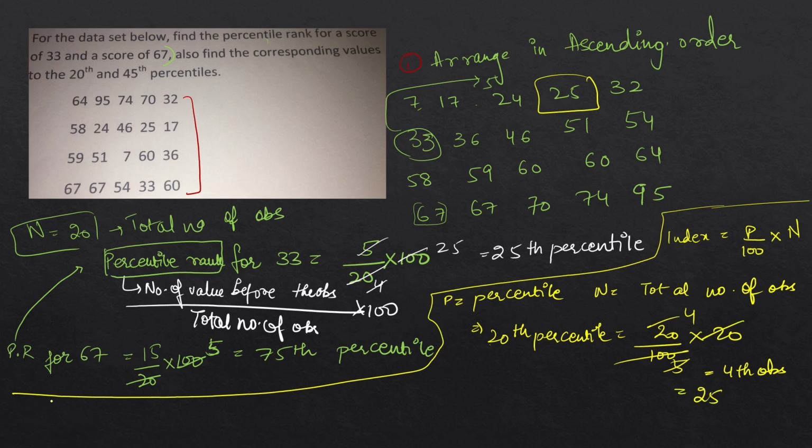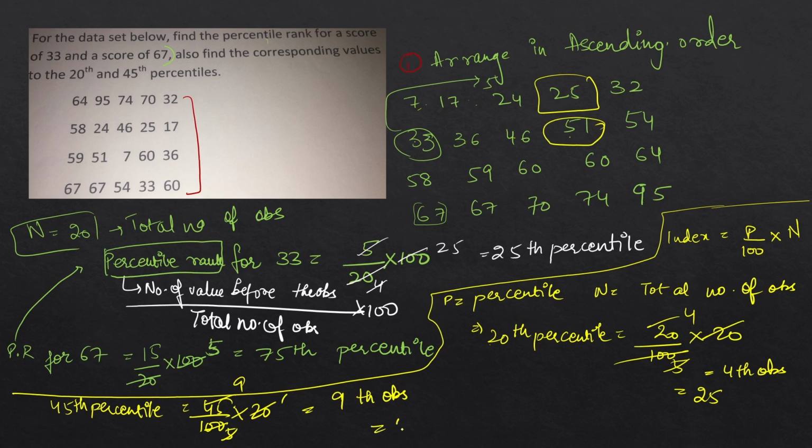Similarly, if we find it for the 45th percentile, this would be equal to 45 upon 100 into 20. So this would be equal to 9. So the ninth observation is 1, 2, 3, 4, 5, 6, 7, 8, 9. 51. So this is how you calculate the percentile rank and the corresponding values if we are given the percentiles.